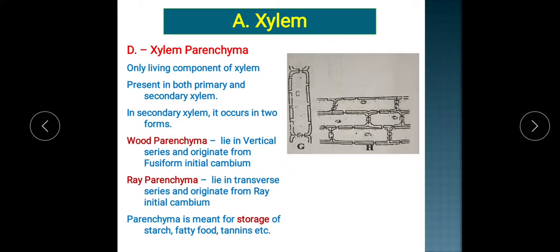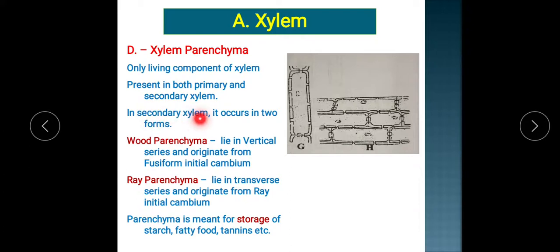Xylem parenchyma is the last component of the xylem. It is the only living component of the xylem. As you know, parenchyma cells are always living cells. That's why xylem parenchyma is also a living component of the xylem. Xylem parenchyma is present in both primary and secondary xylem. In primary xylem, they are present with other xylem elements, and they originate from the same cambium.